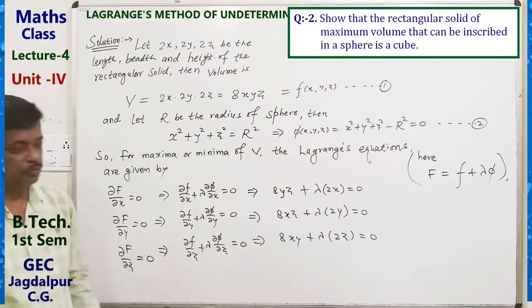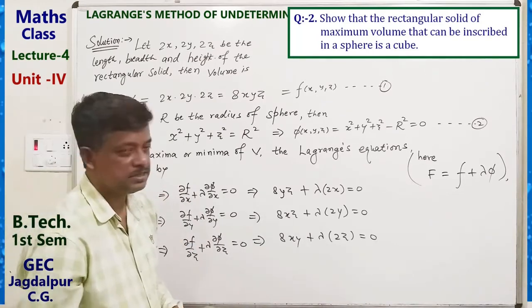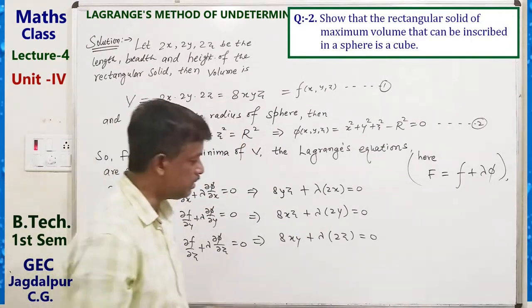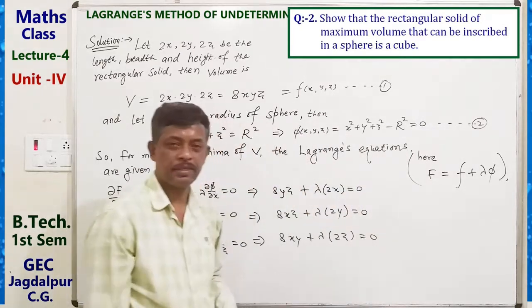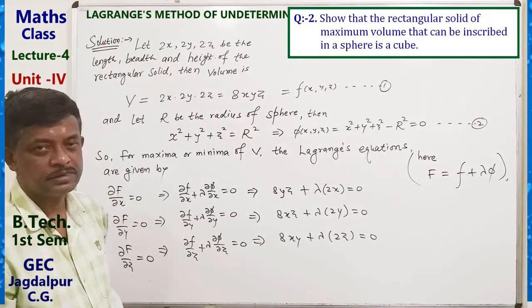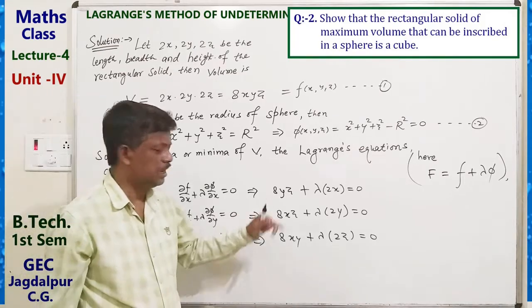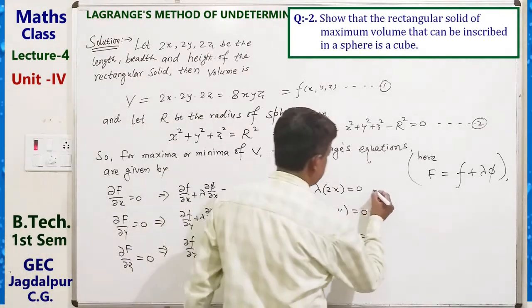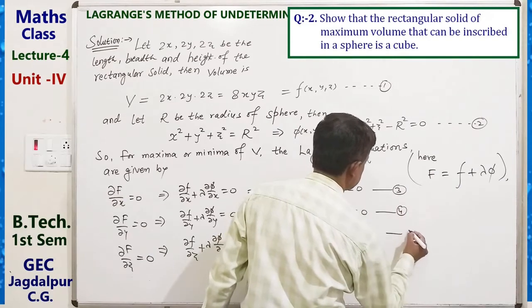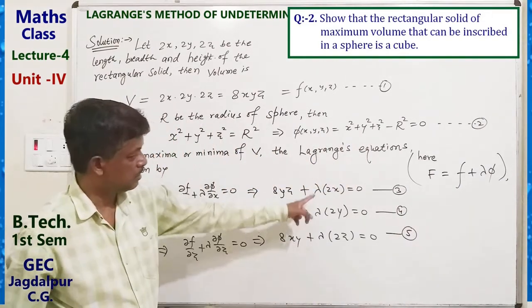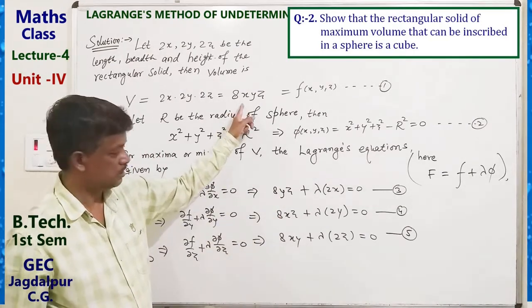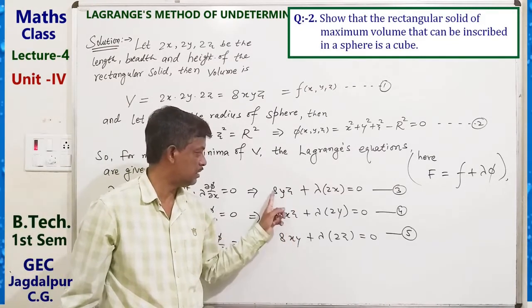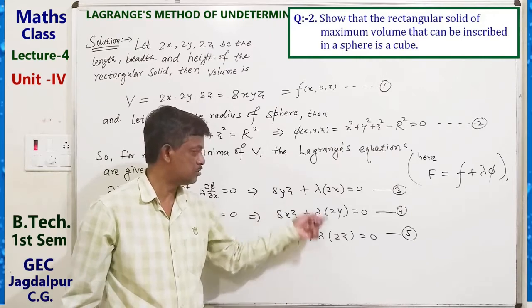Just like this. Now for solving it, what is the rule? Using these three equations and this one, we can find the value of x, y, z. Here this is 3, this is 4, this is 5. Now multiply by x, multiply by y, multiply by z, then 8xyz, 8xyz, 8xyz, all are equal.